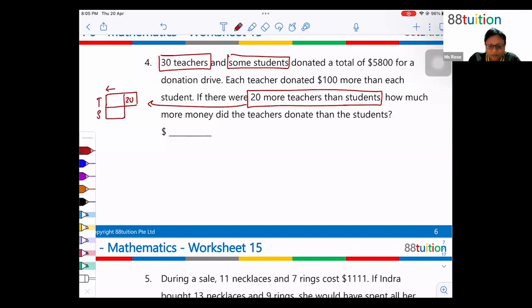But because there is a total of 30 teachers, that's my information. So there are 30 teachers from here. That means how many students are there? How many students are there?